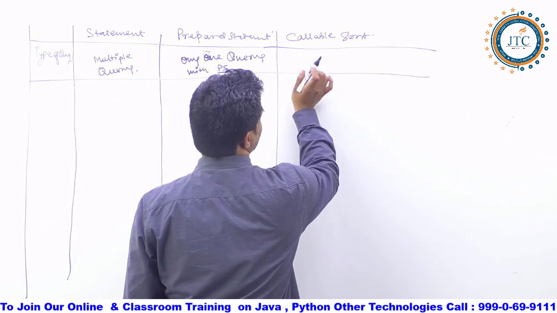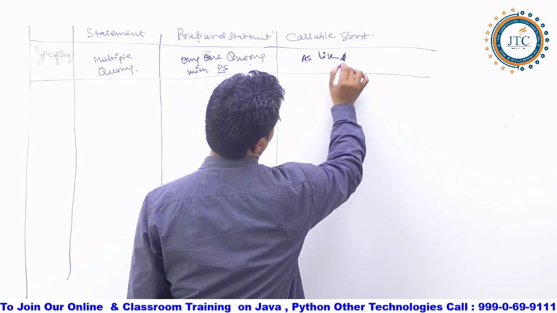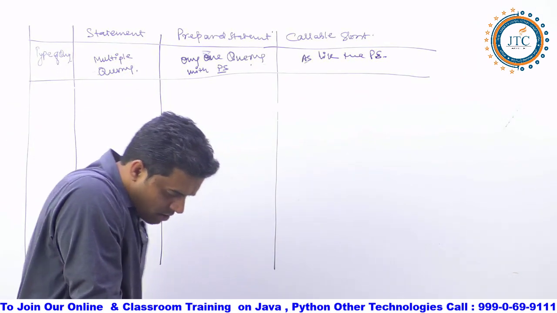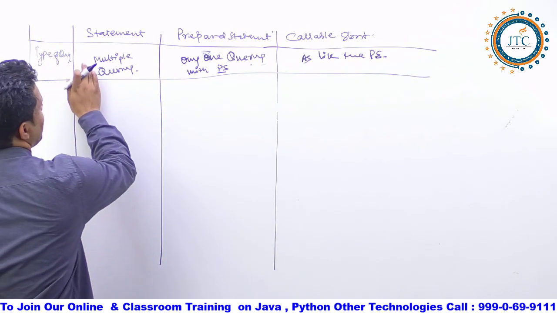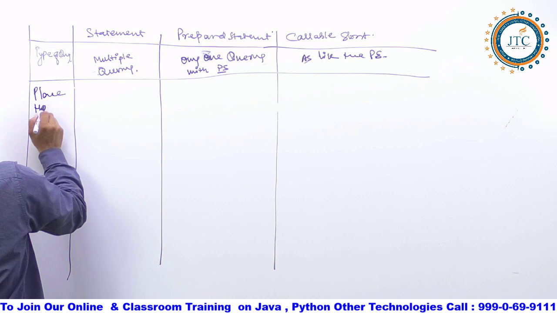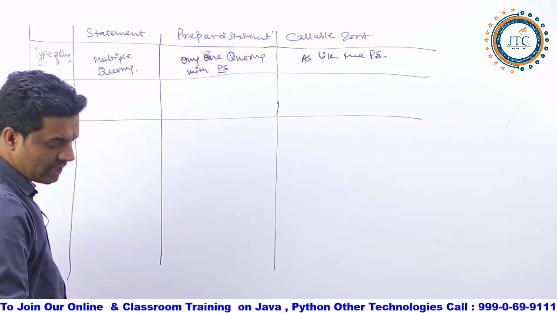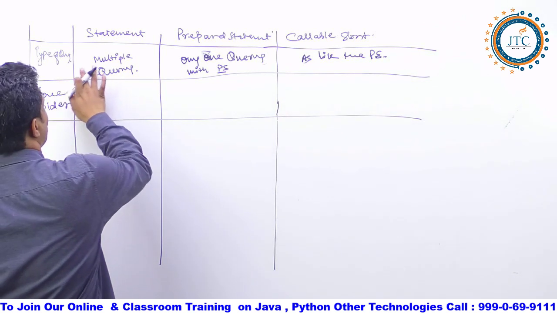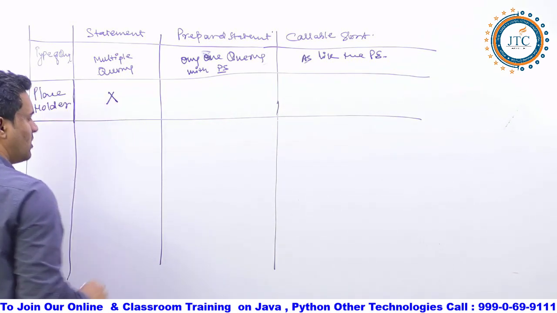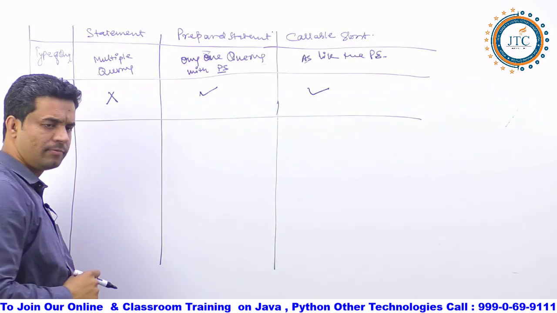And in the case of callable statement also, it is the same as the prepared statement. Now the next one, so type of query: multiple queries for statement. Okay, next one now, placeholder mechanism. When I am writing this, that is the placeholder mechanism. Statement does not support the placeholder mechanism, whereas prepared statement supports placeholders, and callable statement also supports the placeholder. Fine.